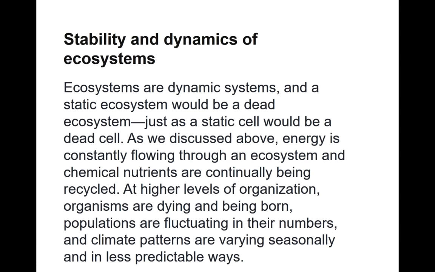Okay, stability and dynamics of ecosystems. Ecosystems are dynamic systems, and a static ecosystem would be a dead ecosystem. So dynamic means it's constantly moving. Just as a static cell would be a dead cell, as we discussed above, energy is constantly flowing through an ecosystem, and chemical nutrients are continually being recycled. At higher levels of organization, organisms are dying and being born. Populations are fluctuating in their numbers, and climate patterns are varying seasonally in less predictable ways.